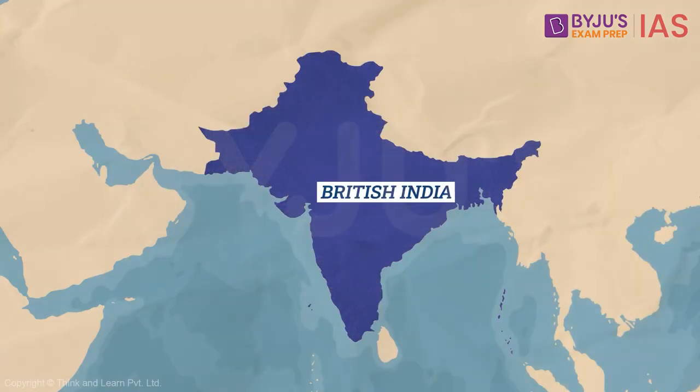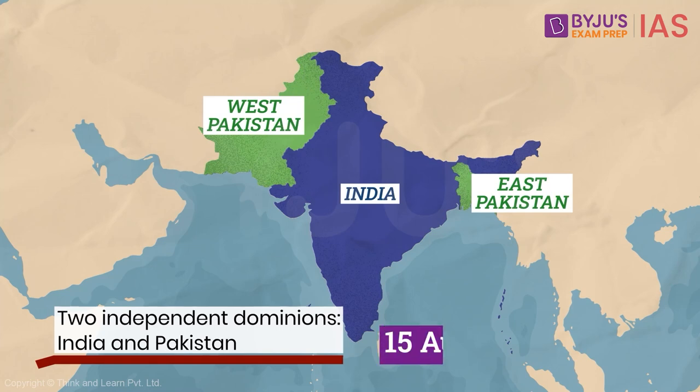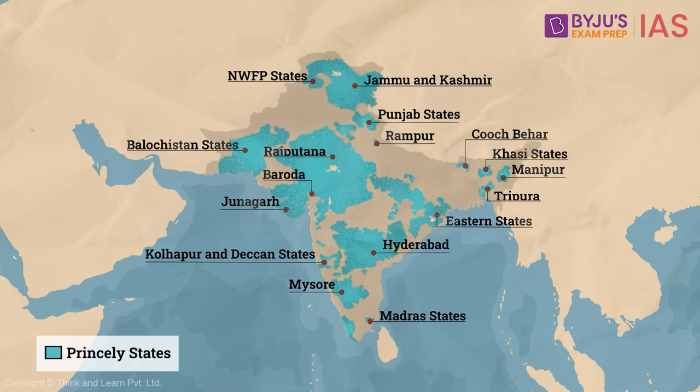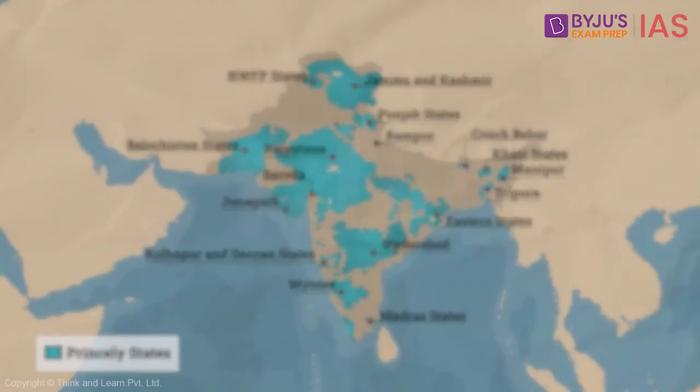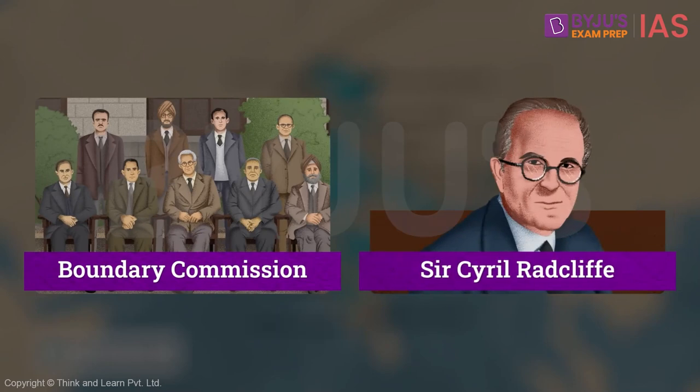The Indian Independence Act was to set up two independent dominions to be known as India and Pakistan from 15th August 1947. The princely states were to be given an option to join either India or Pakistan. Agreement between the new dominions and the princely states were to be negotiated. A boundary commission headed by Sir Cyril Radcliffe was to be set up in order to officially determine the boundaries of the two new dominions.